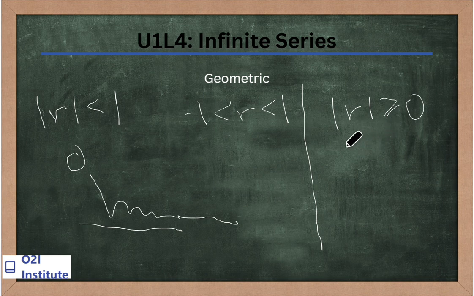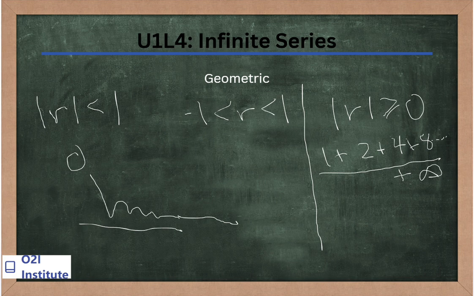Because, well, let's just take an easy example. 1, 2, 4, 8, and it keeps going. And we don't see something that can necessarily find the sum here, because it just approaches positive infinity as it goes on.